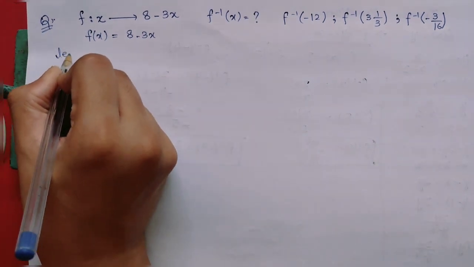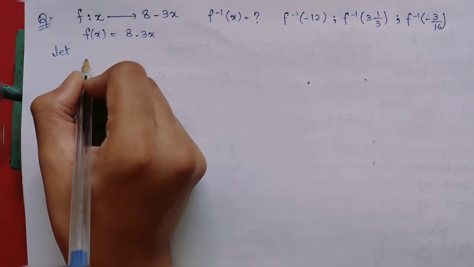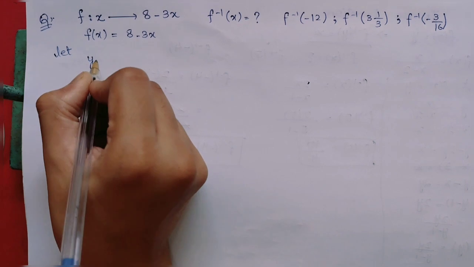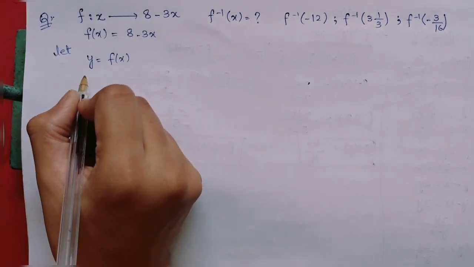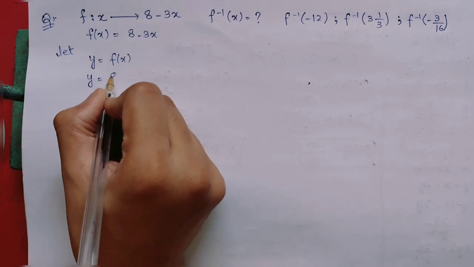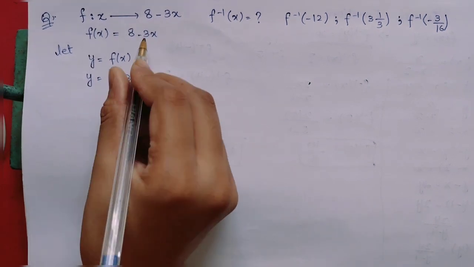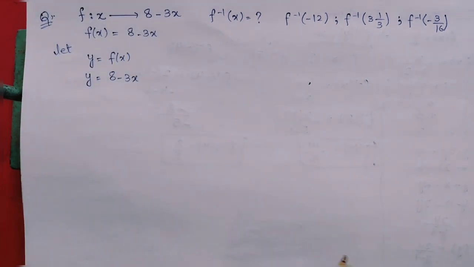Firstly, you have to let y is equal to f of x. Okay, so y is equal to, what is f of x? 8 minus 3x. Its value is this, I put it here. y is equal to 8 minus 3x.